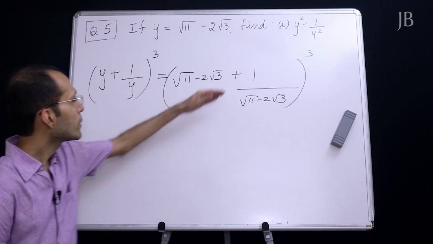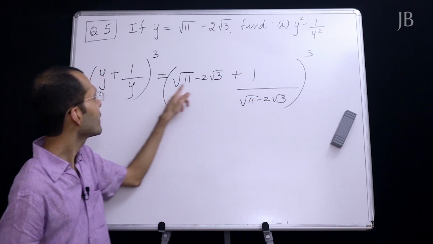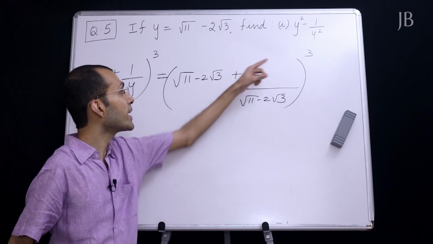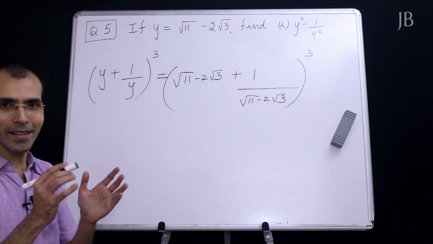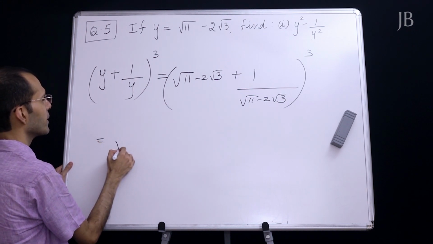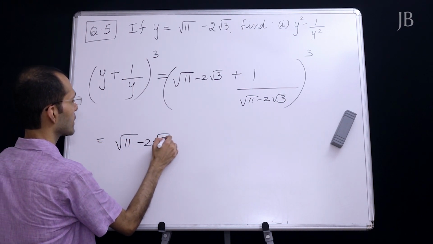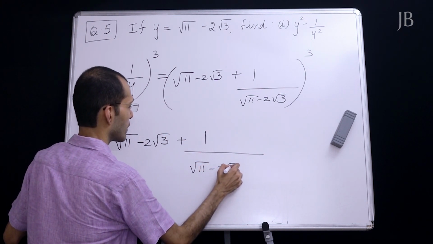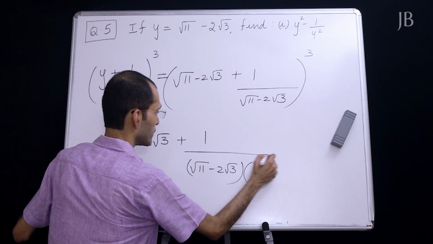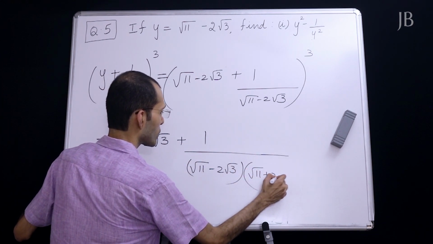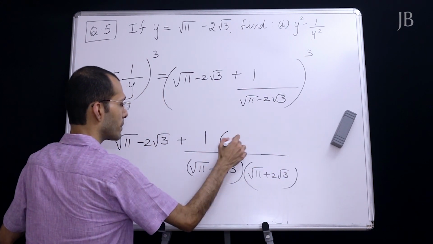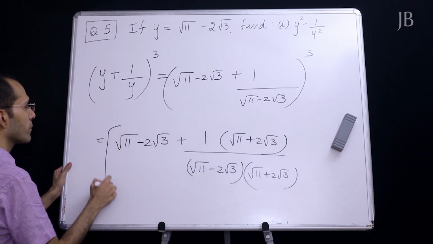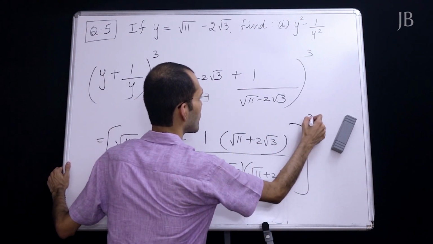Now what to do? You rationalize it here itself, and this is so simple, binomial. You rationalize this and simplify and then take the whole cube. Getting it? So this will be root 11 minus 2 root 3 plus, this is root 11 plus 2 root 3. We rationalize this. To counterbalance, we put it here also. The same thing. Do not forget to put the whole cube.